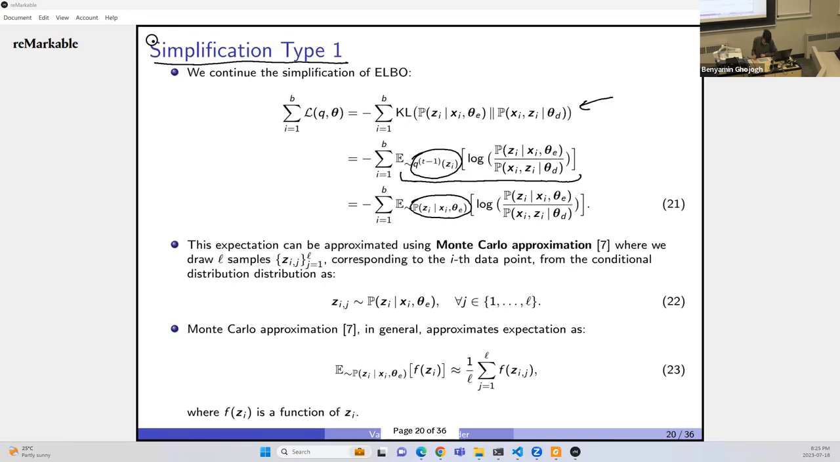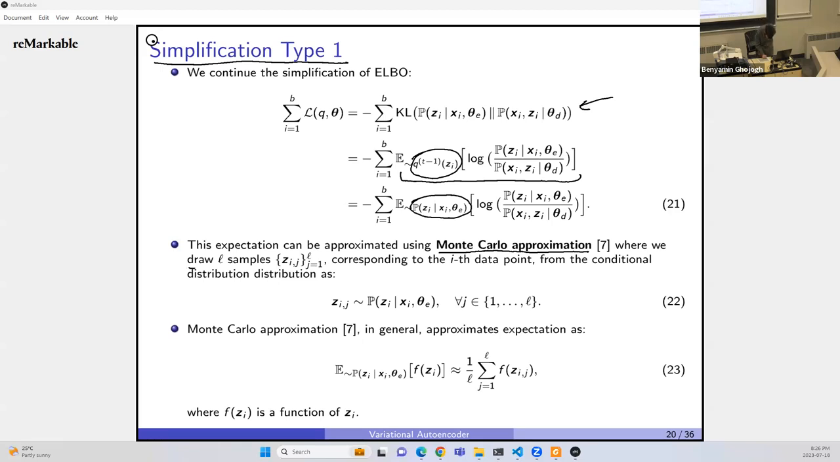So this expectation can be approximated using Monte Carlo approximation. This is an important thing in machine learning. Whenever you have an expectation and it is giving you a headache, you can approximate it by Monte Carlo approximation. What do I mean? For the expectation of a function, you can sample several samples from the distribution, and then you take the mean or average of the function over the samples. The larger the sample size, the better the approximation. This is called Monte Carlo approximation.